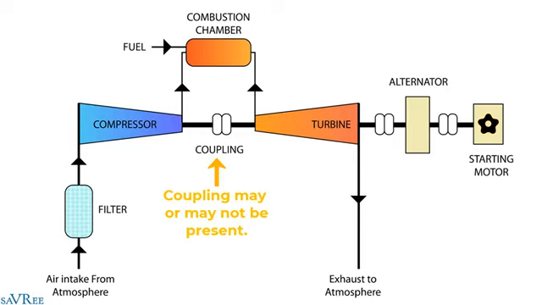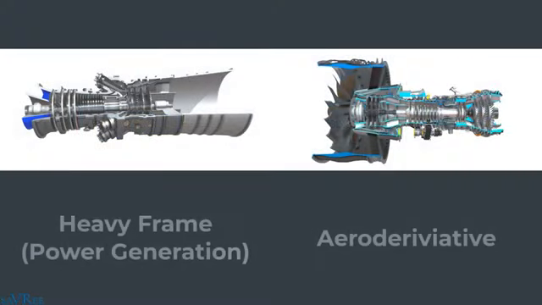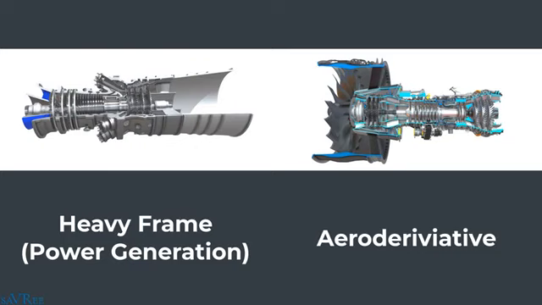Now there are different types of gas turbine that are available to us. Heavy frame and aeroderivative are the two that you're likely to encounter, but it's the heavy frame design that allows us to reach megawatt capacities in excess of 250 megawatts. The aeroderivative design is mostly used within the aircraft industry, although it is used for power generation applications as well, and it's essentially a streamlined version of the heavy frame design.